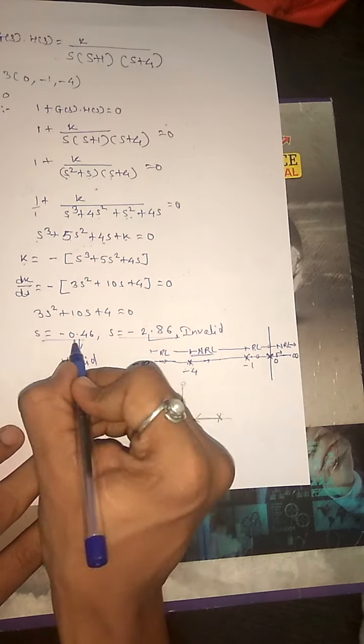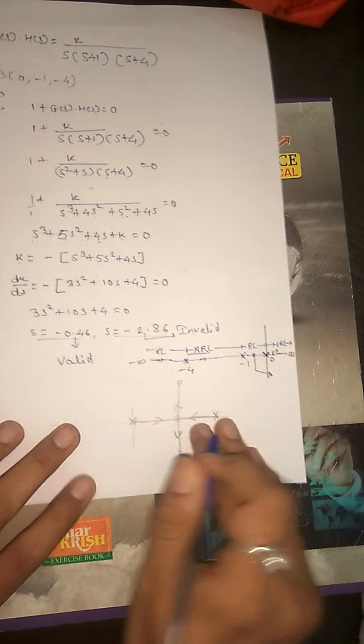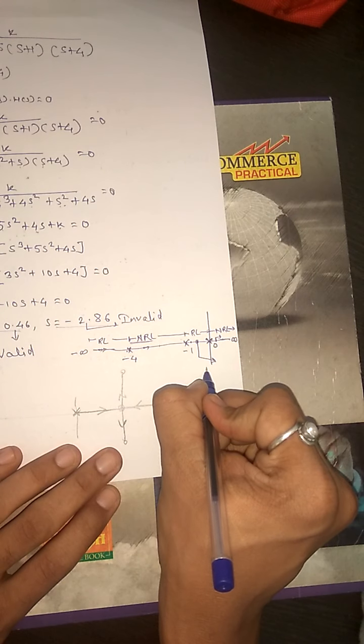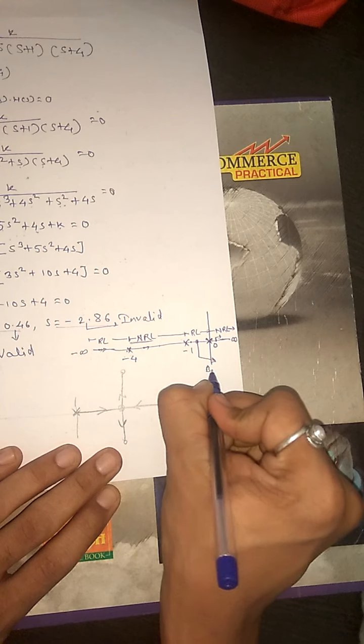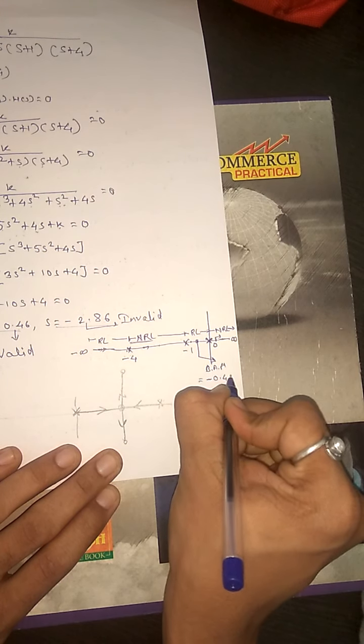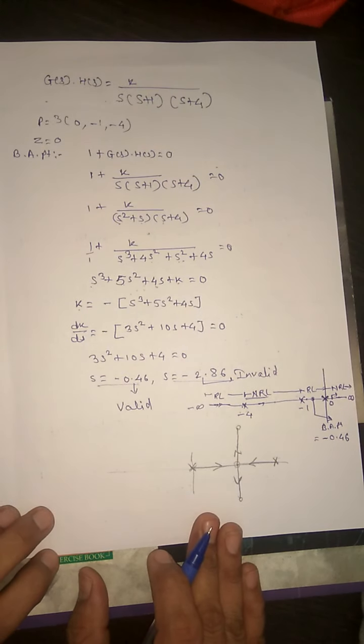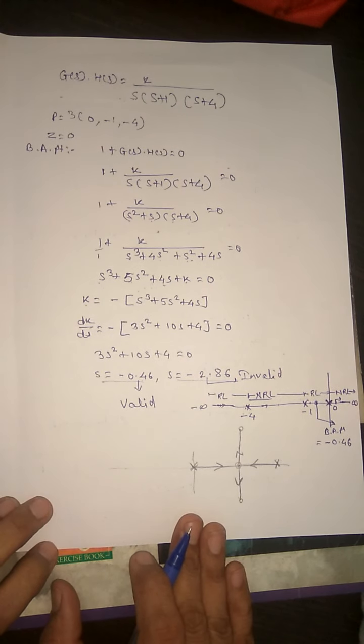So we want this breakaway point. Plot this point, suppose here. Drag an arrow and show the breakaway point equal to minus 0.46. This is about the breakaway point. Remaining rules we will discuss in the next lecture. So thank you.